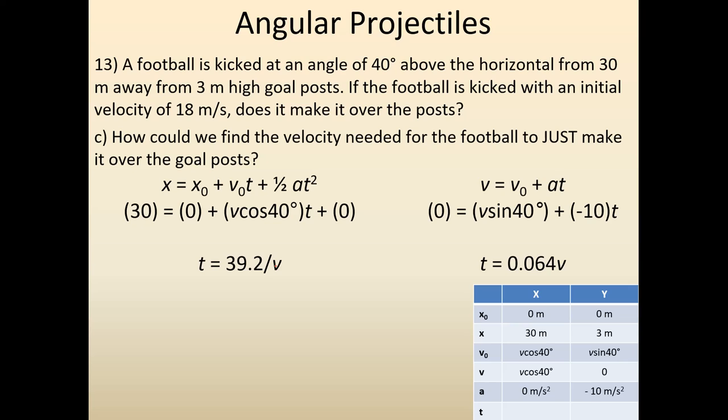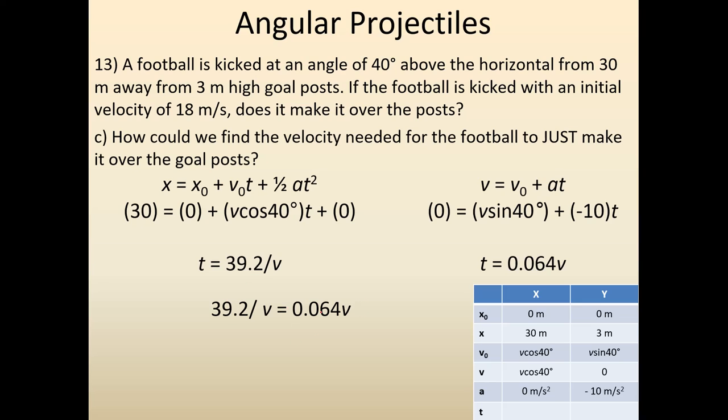What I can do, since these two equations are representing the same motion, is set the times equal to each other, because it's the same, right? We've said this many times that the numbers we use on the x side and the numbers we use on the y side should give us the same time. So I can set 39.2 divided by v equal to 0.064 v.